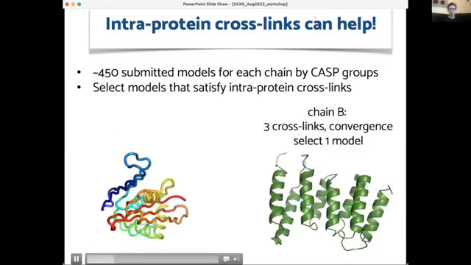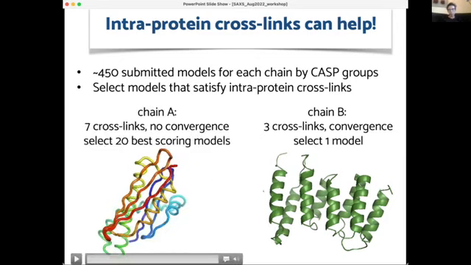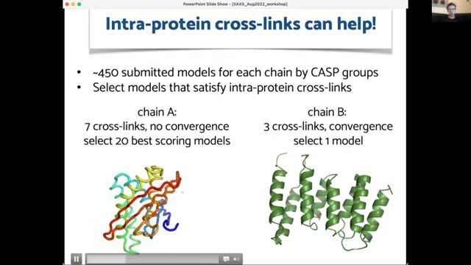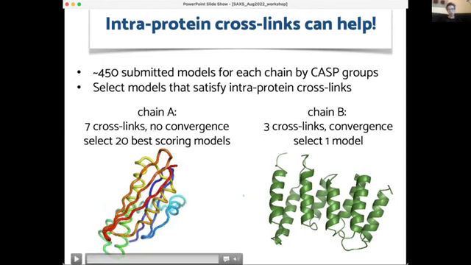So here are some proteins. Okay, no crosslinks here. For the first chain, there were 7 crosslinks, but no convergence. There were like 20 models that were completely different. The second chain did converge on a good model. So we decided to dock 20 best scoring models for the first chain with this model for the second chain.